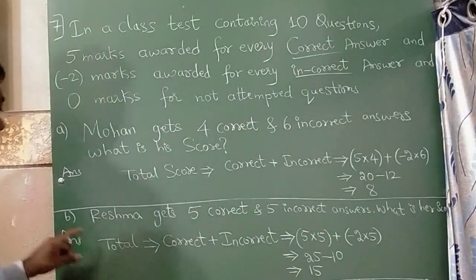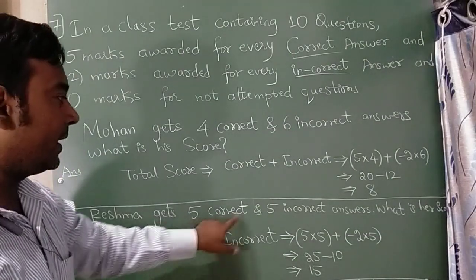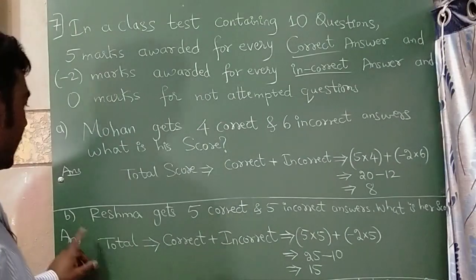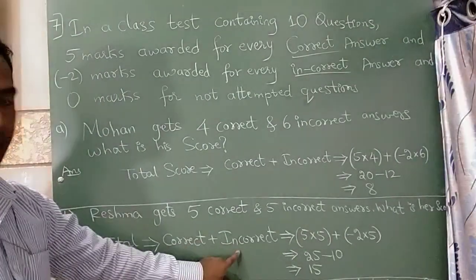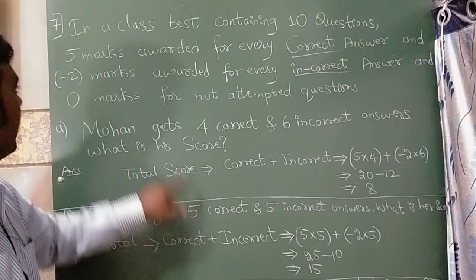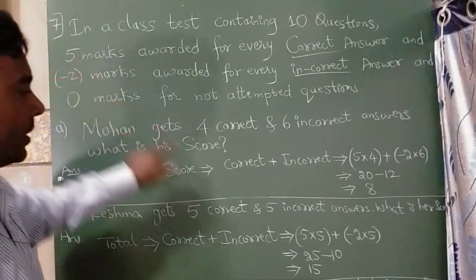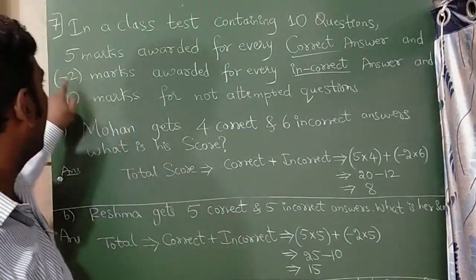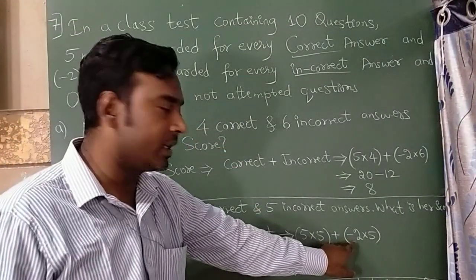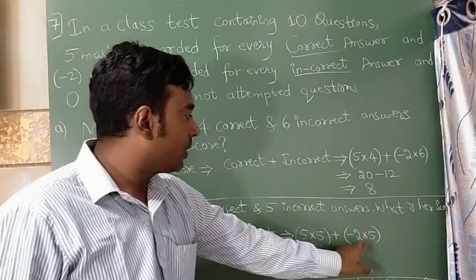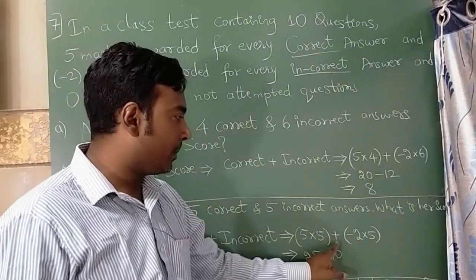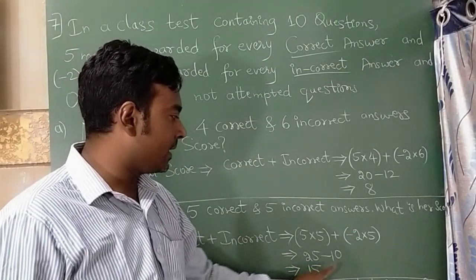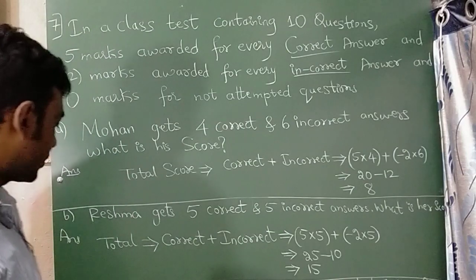Over. Second one. Reshma gets 5 correct and 5 incorrect answers. What is her total score? Now total means correct plus incorrect. Here how many are correct? 5. Here in the question it is 5 marks. So 5 into 5 plus incorrect. Minus 2 is for incorrect. So I have written here minus 2. And here 5. Fine. 5 5s are 25 plus into minus. Minus 2 5s are 10. 25 minus 10 is 15. Fine. Let's go to the third one.